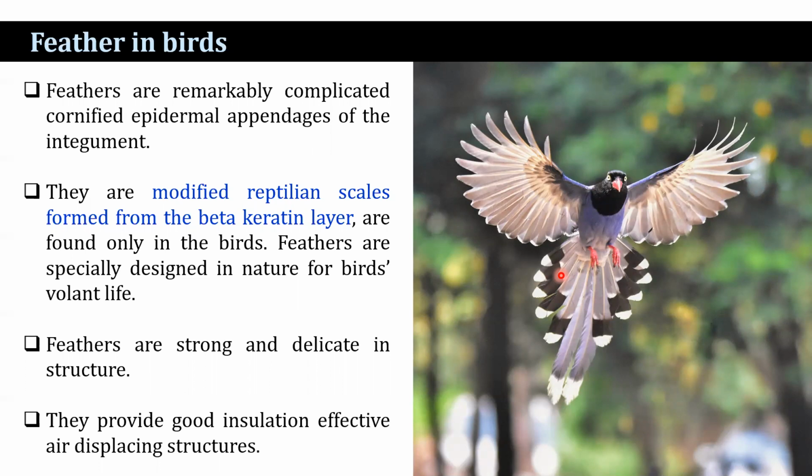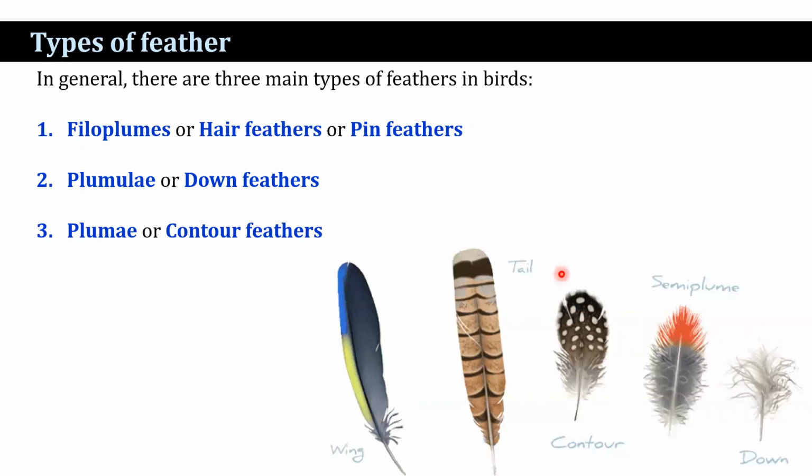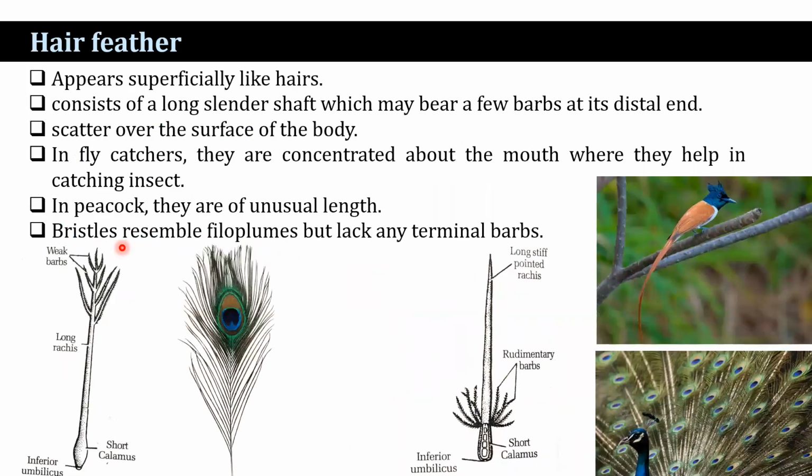In general, there are three categories of feathers: filoplumes or hair feathers or pin feathers, plumulae or down feathers, and pennae or contour feathers. Feathers are shed periodically in a process that is known as molting. During molting, feathers are not shed at once. New feathers are developed as the old ones are shed.